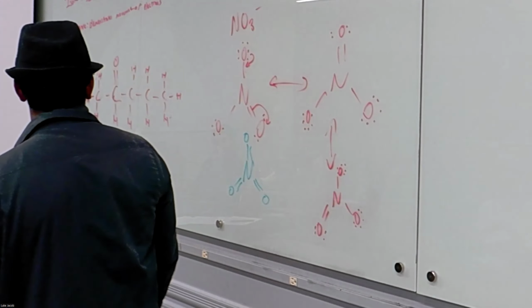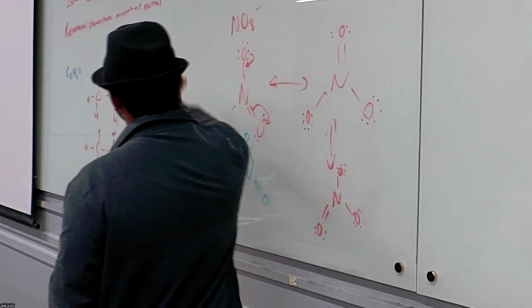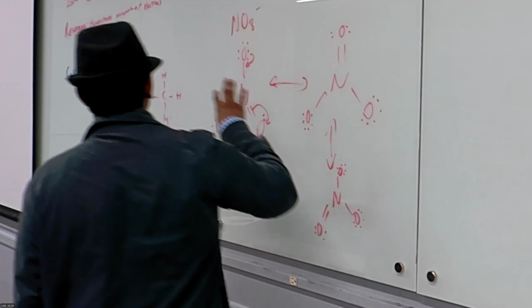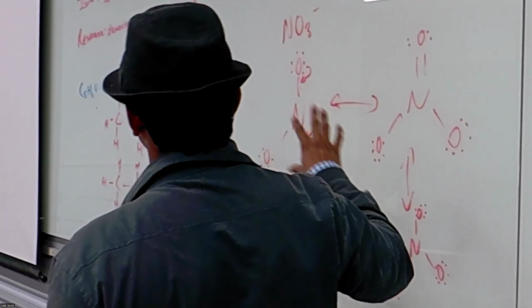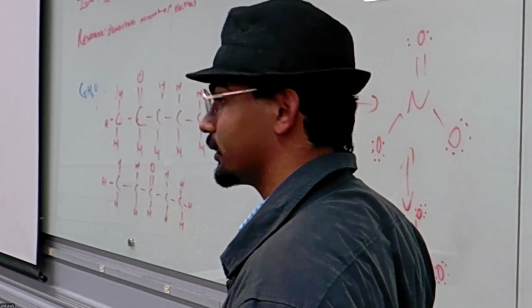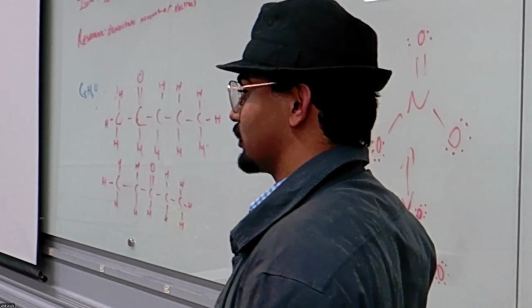So isomers, resonance, okay? Isomers: same molecular formula, different structure. Resonance: movements of electrons. It just shows the movements of electrons. There's no different molecule or anything. It's the same molecule, with movements of electrons.